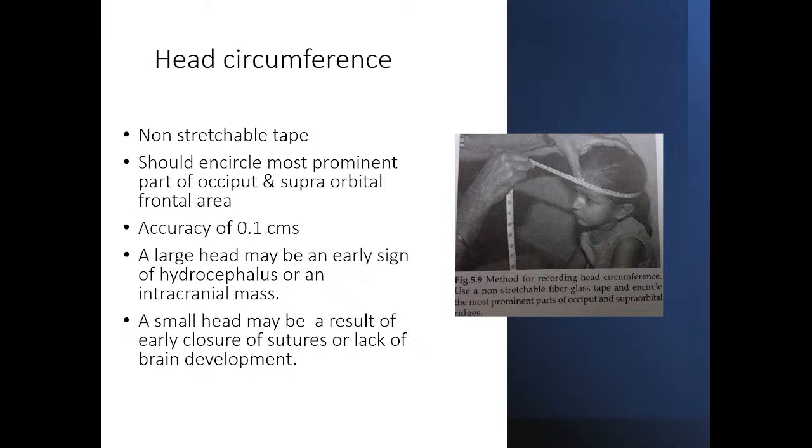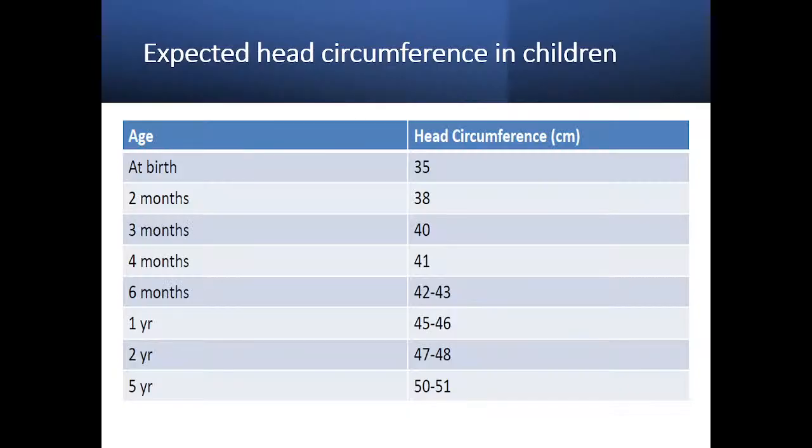A small head size is very important in children with cerebral palsy, microcephaly, congenital infection. So if a child's head circumference is not good, that means you are dealing with some particular condition. The head circumference at the time of birth is 35 centimeters. By the age of 2 years, it reaches 47 to 48 centimeters. So the maximum growth usually happens in the first 2 years, and after that it reaches 50 to 51 centimeters. This is the adult head size.